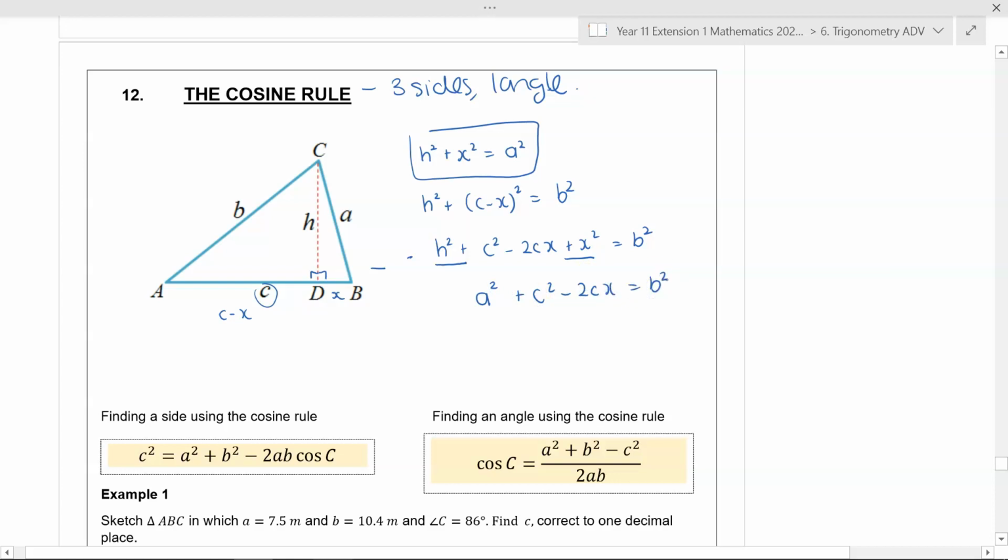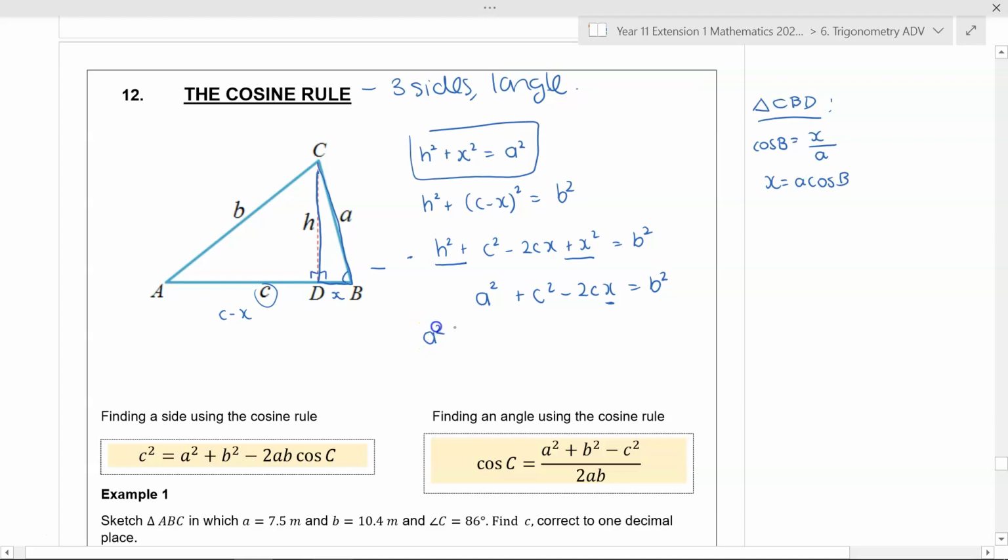And we're getting quite close. Our problem now is I have x involved. How can I get rid of x? Well, if I look at triangle CBD, so this one here, I know that cos B equals adjacent over hypotenuse. So x is actually the same as a cos B. So I'm going to put that in.